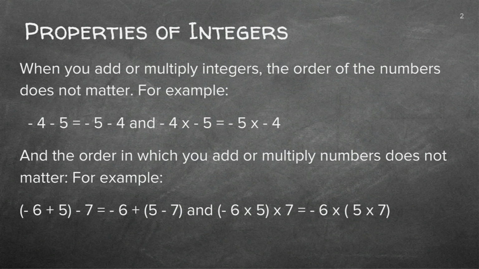Okay, so it doesn't matter in what order you do that. The order in which you add or multiply numbers does not matter. For example, -6 plus 5 minus 7 can also be written as 5 minus 7 plus -6. And -6 times 5 times 7 can also be written as 5 times 7 times -6.